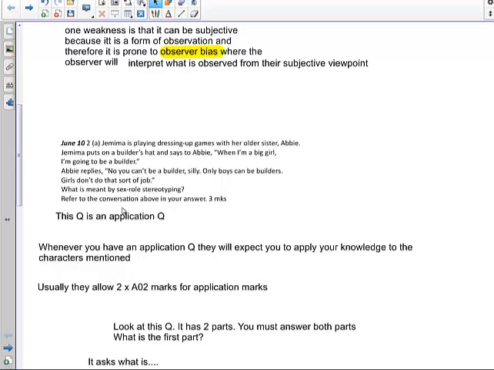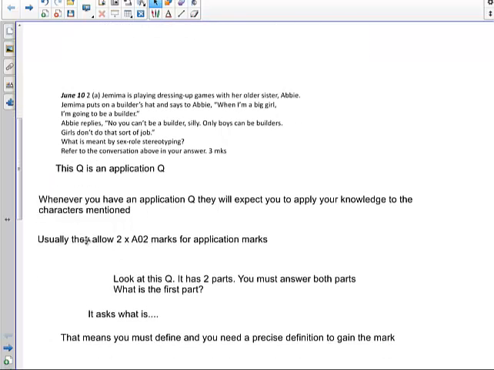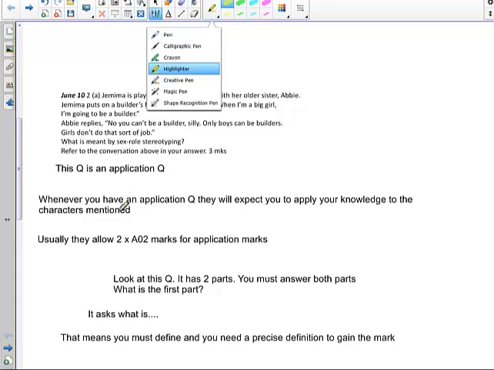Okay, look at the question. Usually, sorry, the other thing I should say, usually they allow for 2 AO2 marks because you're going to refer to Jemima and Abby, so that's 2 different application marks. Right, first thing to note is that this question has 2 parts. Right, so, and you need to answer both parts.